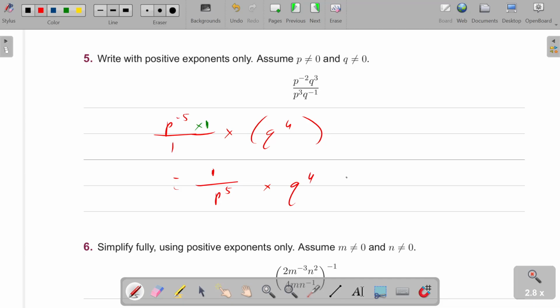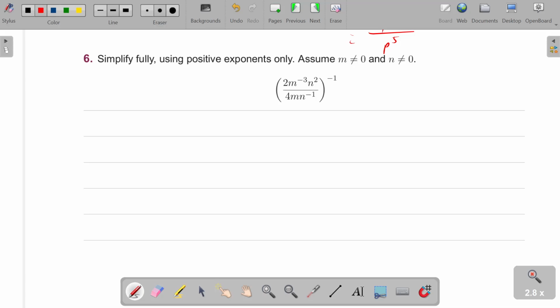Now, this can be simplified further as well, because remember, this is q to the power of 4, right? This is the same as just q to the power of 4 over 1. So this is 1 over p to the power of 5 multiplied by q to the power of 4 over 1. And this becomes q to the power of 4 divided by p to the power of 5. And that is your final answer.